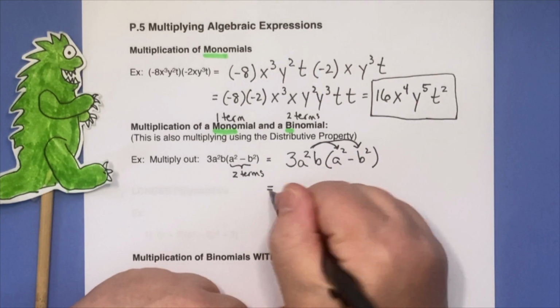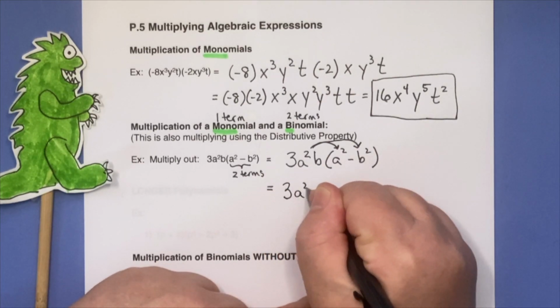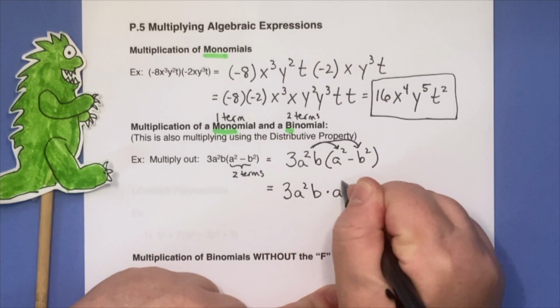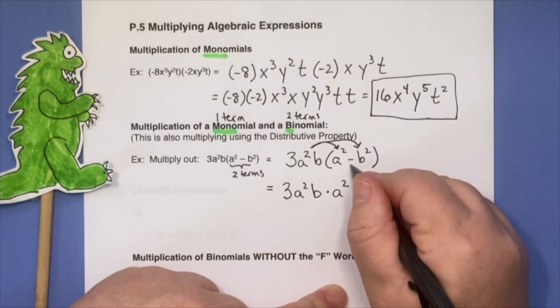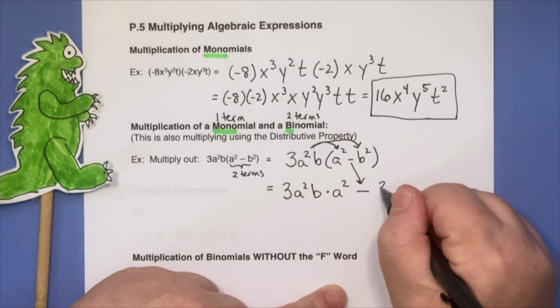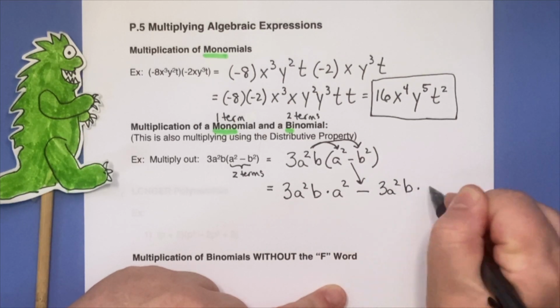So what does that look like? It looks like 3a squared b times a squared, and then the minus 3a squared b times b squared.